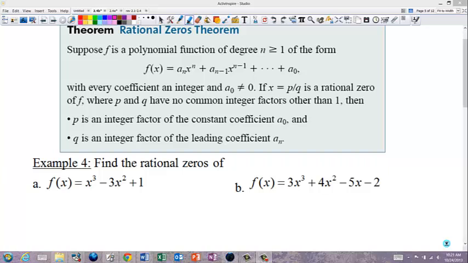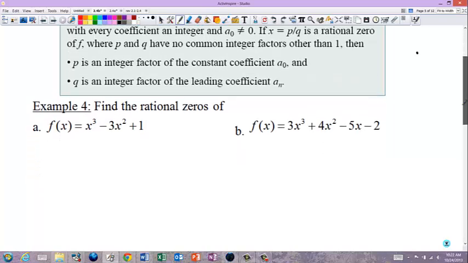This is lesson 2.4b, picking up with example 4 with the rational zeros theorem. It states, suppose f is a polynomial function of degree n greater than or equal to 1 of the form that, with every coefficient an integer and a sub 0 not equal to 0. If x equals p over q is a rational zero of f where p and q have no common integer factors other than 1, then the p comes from here and the q comes from here.